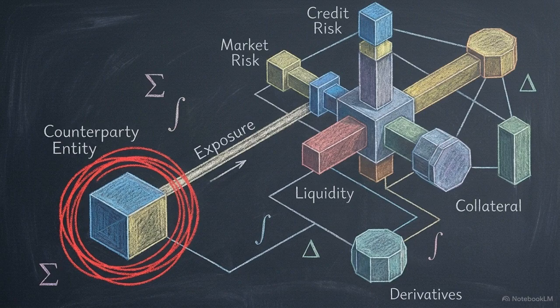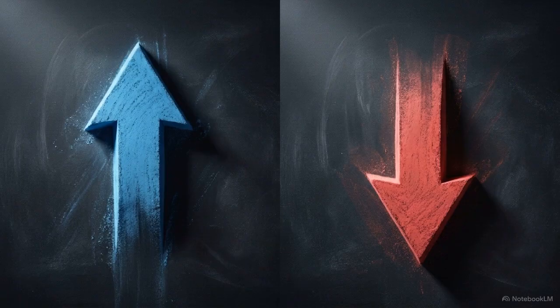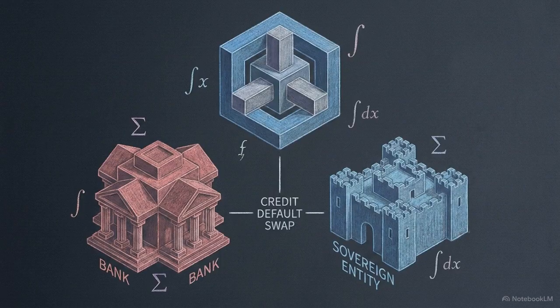But a severe systemic vulnerability hides inside this integration, known as wrong-way risk. Wrong-way risk occurs when your exposure to a counterparty increases simultaneously as their credit quality deteriorates. For example, buying credit default swap protection from a bank whose own financial health is highly correlated to the exact entity you are hedging against.